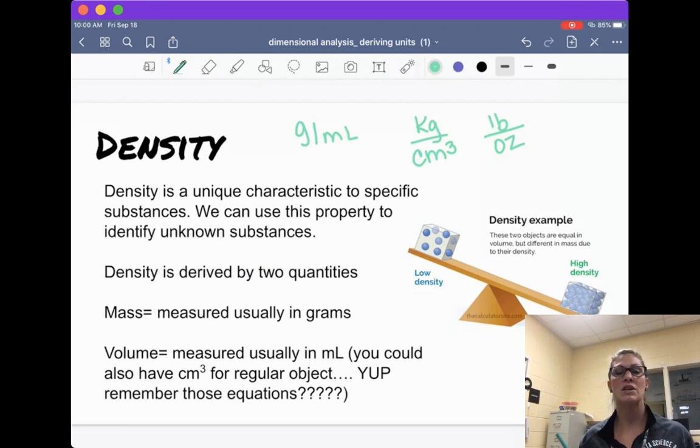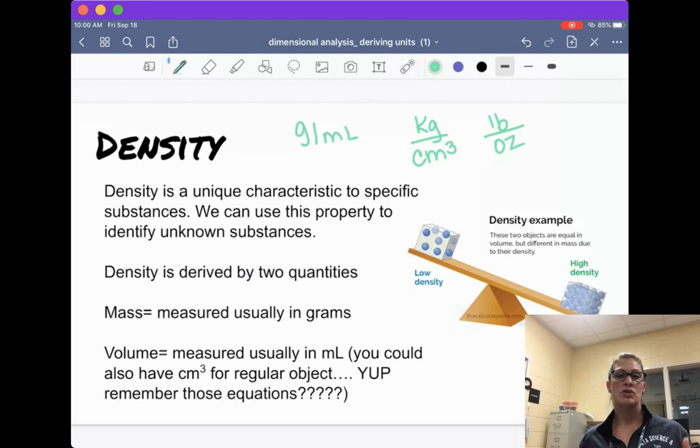So as long as the units have a mass unit and a volume unit, that two-dimensional unit represents a substance density. Now, density is extremely important in chemistry because it's one of the identifying factors of a substance. So we could look theoretically at an unknown substance, determine its density, and make a good prediction on what we think that substance is based on its density. So density is derived, like I said, by two quantities, mass and volume.